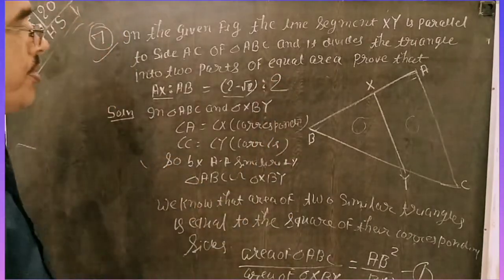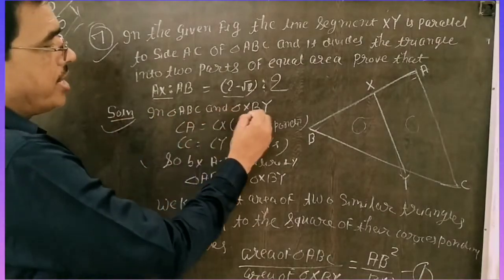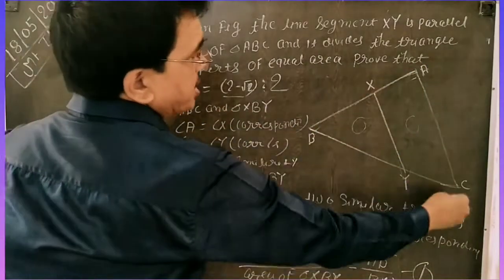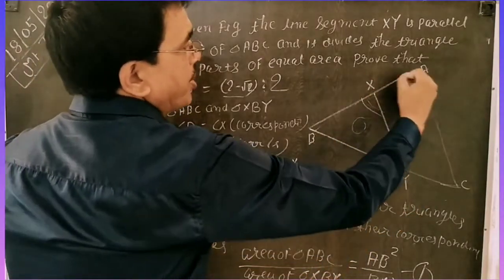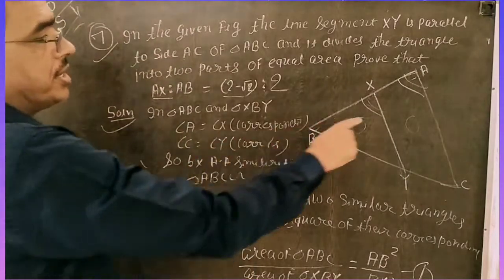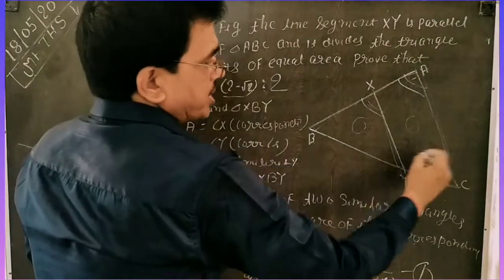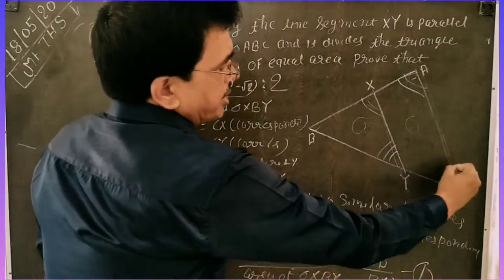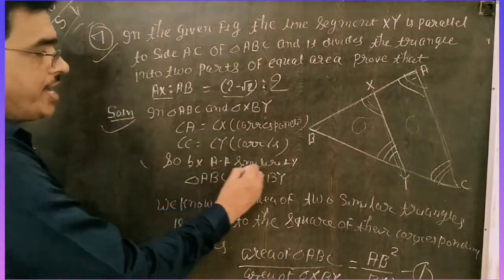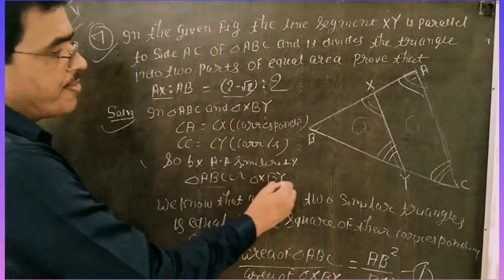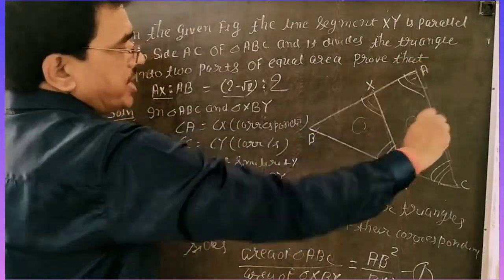We have to prove this. So now we write here in triangle ABC and triangle XBY. In triangle ABC and triangle XBY, this angle X is equal to A. These are called corresponding angles. Similarly, XY is parallel to AC, so the angle Y is equal to C. This is also a corresponding angle. So by AA similarity, triangle ABC is similar to triangle XBY. Means the small triangle is similar to this large triangle.